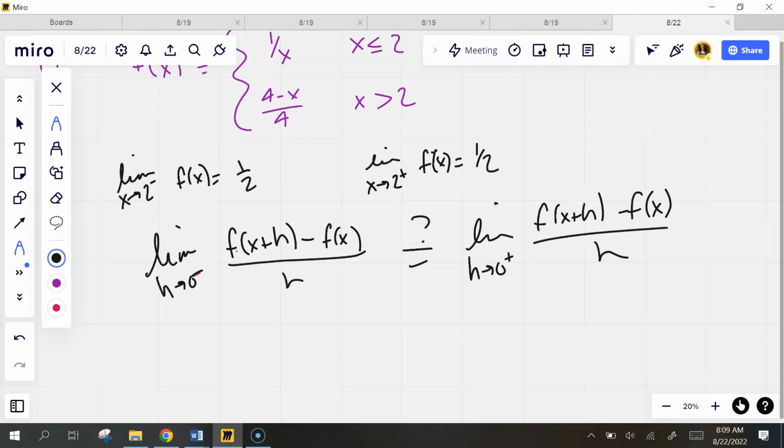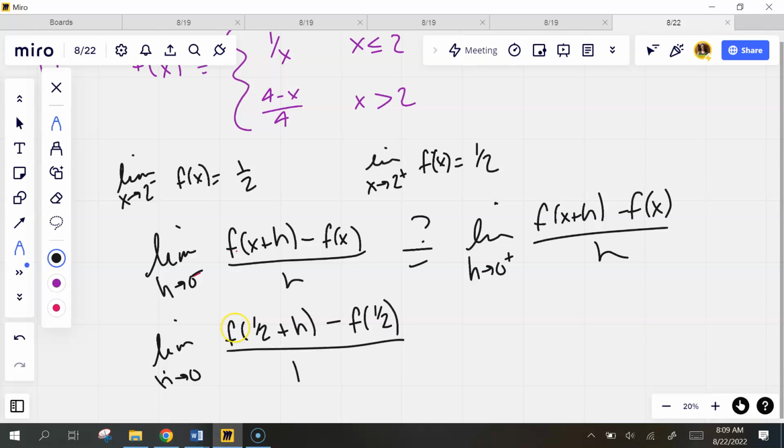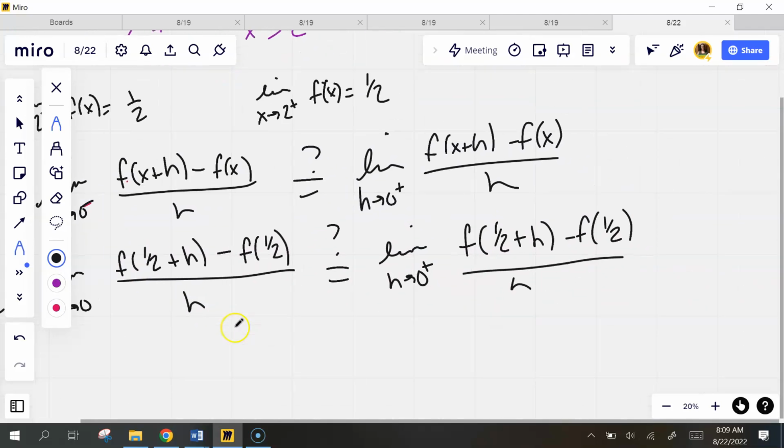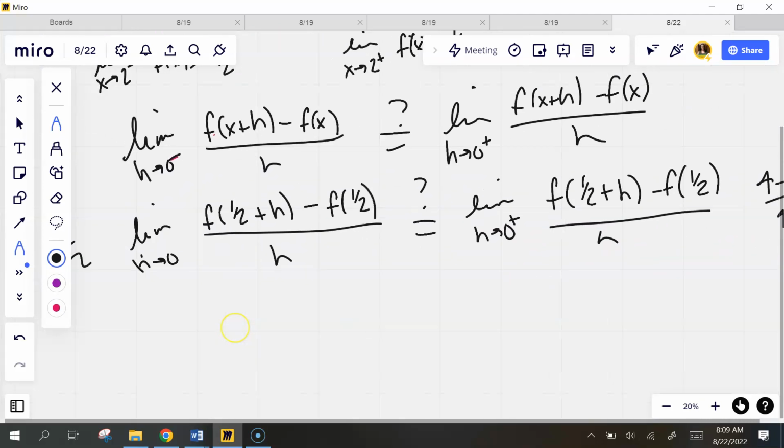All right, so I'm going to go ahead and plug 1/2 in here. From the left, I am using the first equation, and then from the right, I'm going to use the second equation. If you didn't set it up this way, and you did each one separately, that's fine too. All right, this side's 1 over x. This one is 4 minus x over 4, just so I remember.